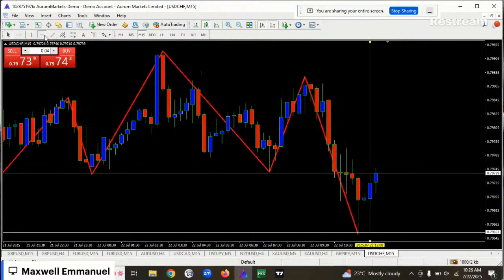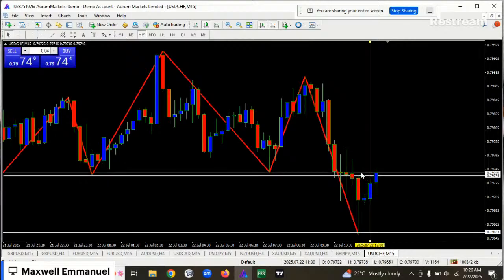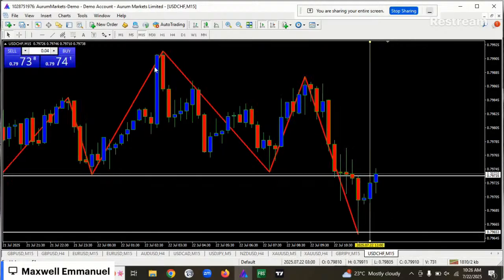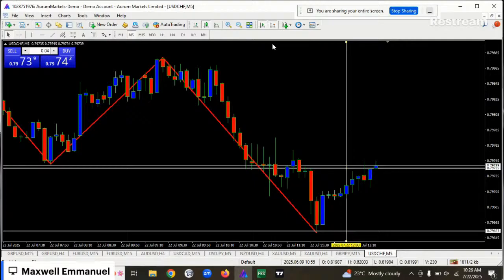I want to ensure that a 1 hour candle closes above the high of this. You can see on 15 minutes we also have a bullish reversal pattern. This is a hammer. This is a spinning bottom. This is a bullish reversal pattern, but I would love to see a 1 hour candle close above this high before making a decision. So it's a buy.